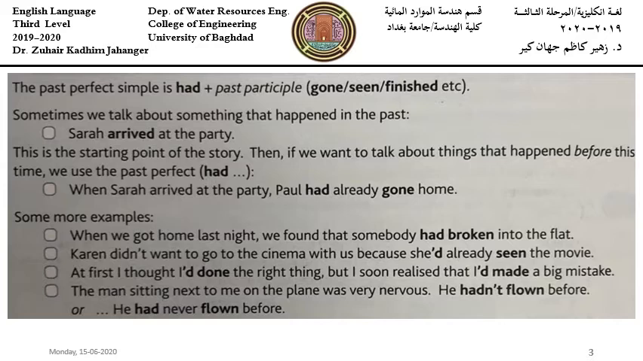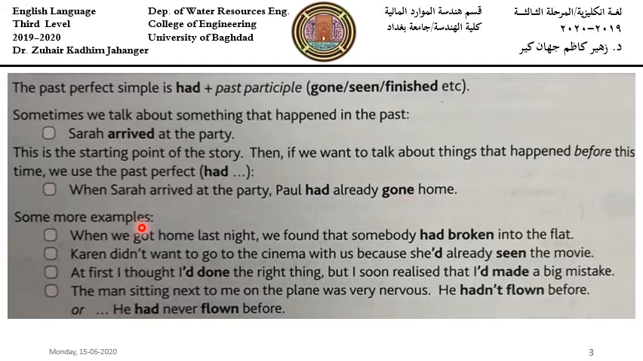Sometimes we talk about something that happened in the past. Sarah arrived at the party. This is something that happened in the past. This is the starting point of the story. Then, if we want to talk about things that happened before this time, we use the past perfect: had seen, had gone, etc. So when Sarah arrived at the party, Paul had already gone home.